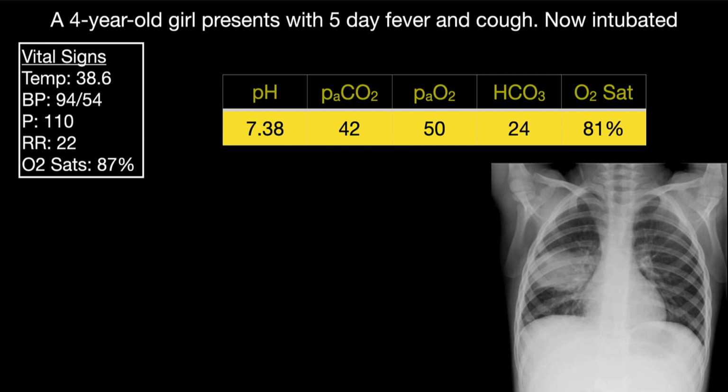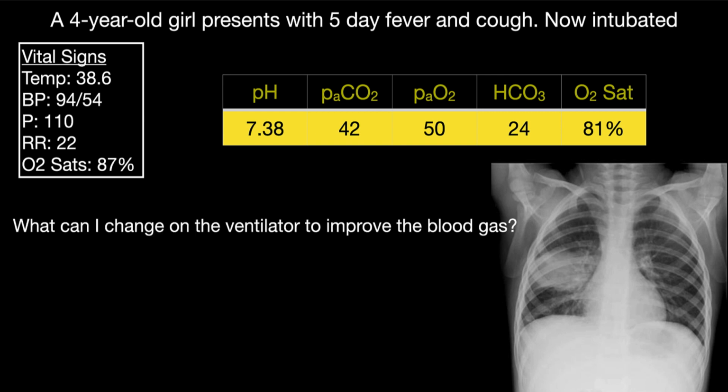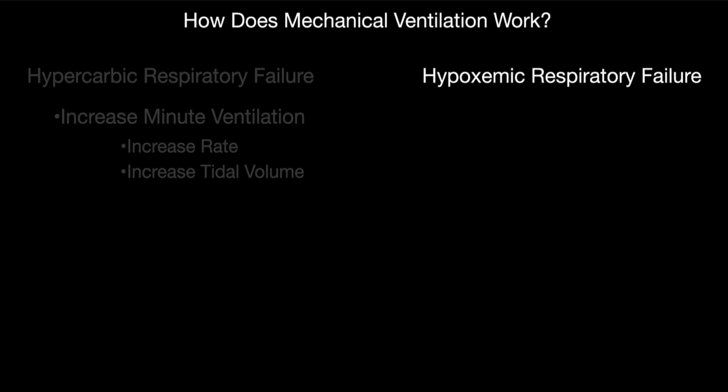50 is not normal, particularly when you have saturations of 81%. So how can I improve her oxygenation? What can I change on the ventilator to improve it? The same options: increase the FiO2, adjust the PEEP, increase the rate, increase the tidal volume. I've got 2 choices here. I can either increase the fraction of inspired oxygen or adjust the PEEP.